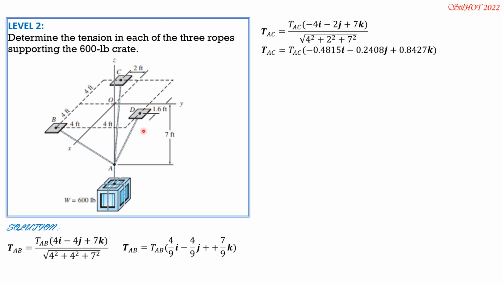And finally, tension in AD, it is directed forward 1.6, then rightward 4, upward 7. So tension in AD is equal to tension AD quantity 1.6i plus 4j plus 7k over square root of 1.6 square plus 4 square plus 7 square.